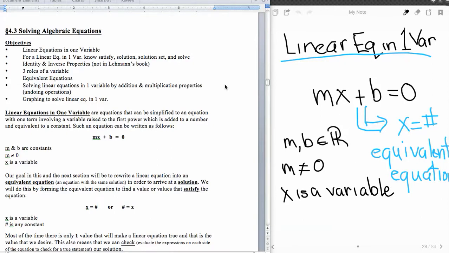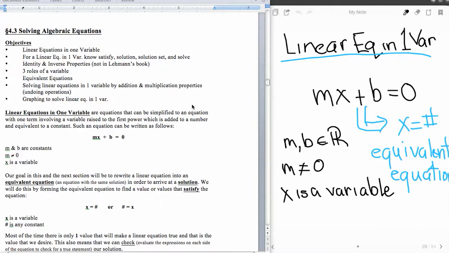I will discuss the identity and inverse properties for both addition and multiplication, although Leemann's book does not. Leemann will discuss the three roles of a variable, which I will not. We will both talk about equivalent equations. We will be solving linear equations in one variable using both the addition and multiplication properties.